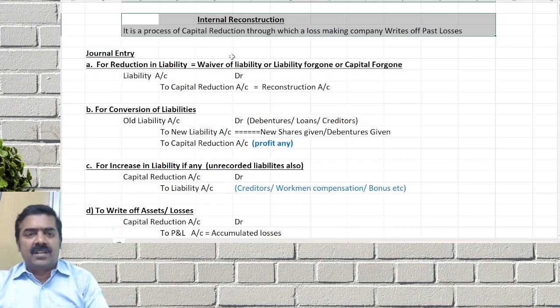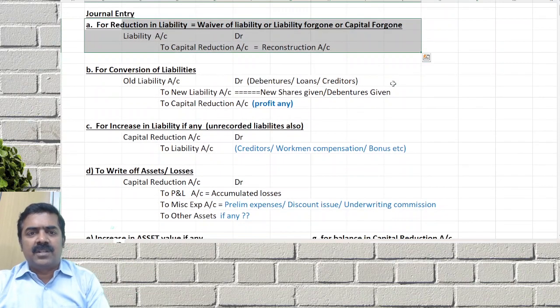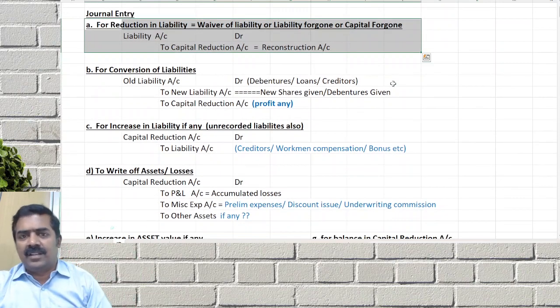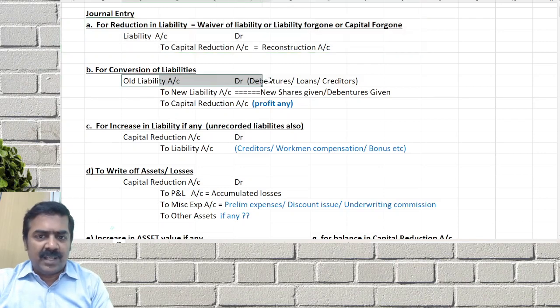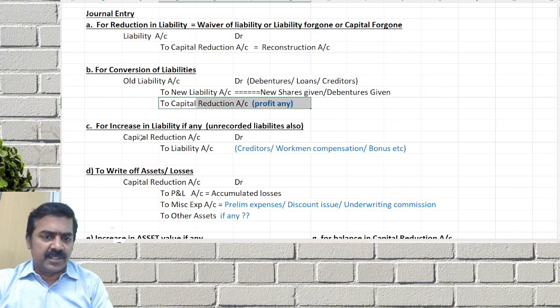Okay, what is internal reconstruction and the regular? When a liability is reduced, liability is debited to capital reduction account. When a liability is converted, old liability to new liability. Debentures or loans or creditors or preference shares can be given with new shares, to capital reduction. Capital reduction is credited, liability is debited.